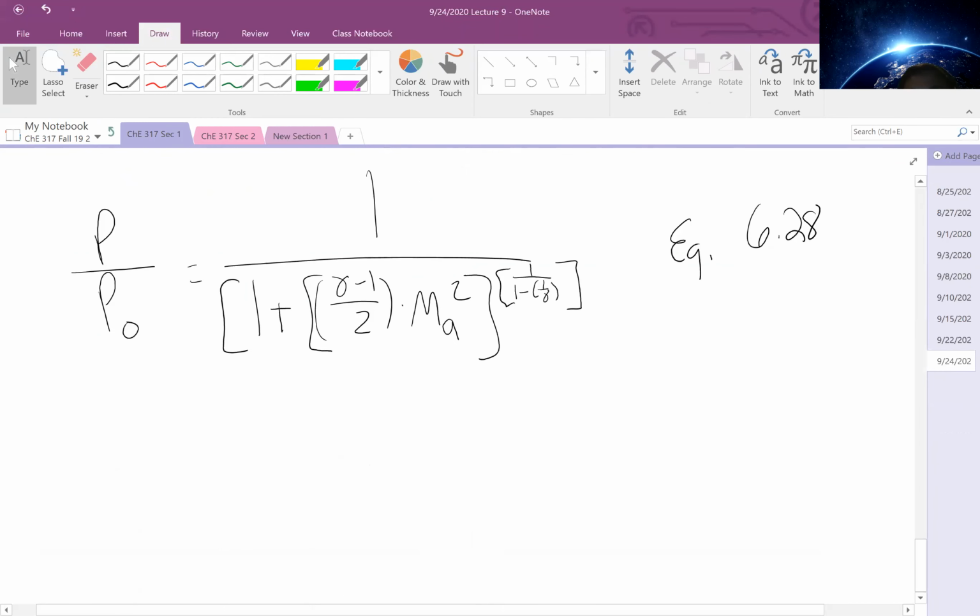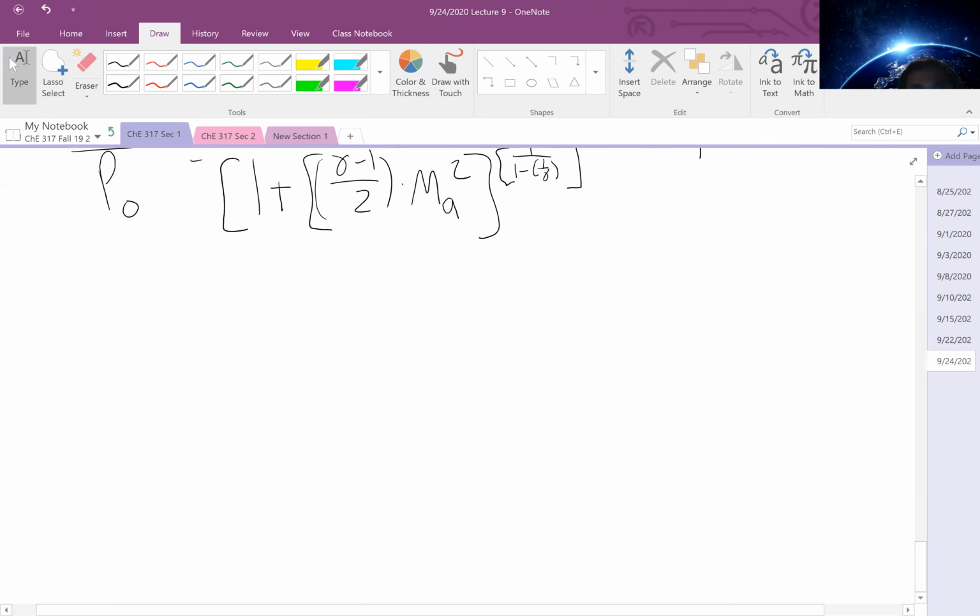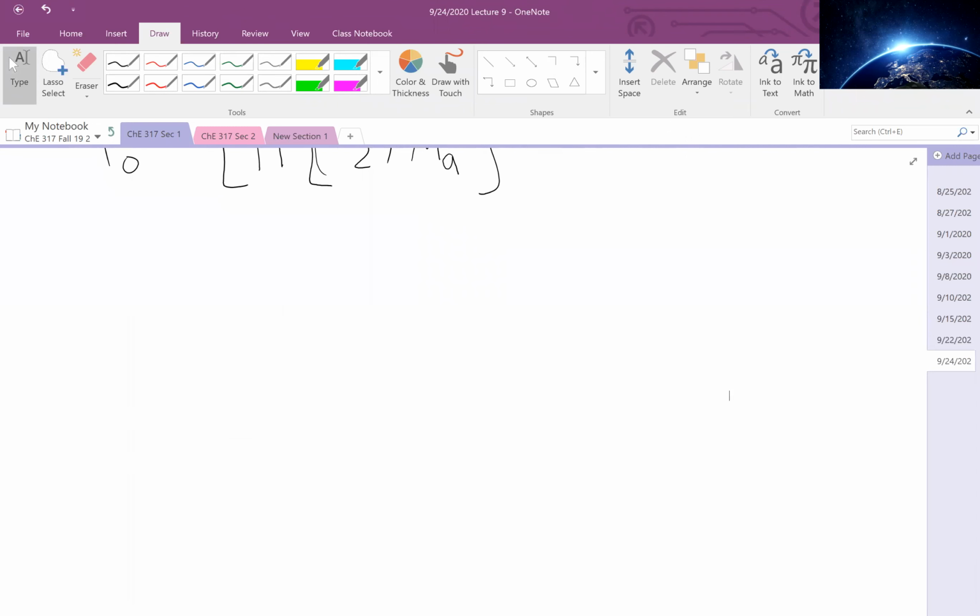There are a couple more for looking at relative changes in pressure and temperature, as well as velocity. But you can find those in your book, and we'll go ahead and look at an example that deals with some of these, just so we can get a little practice.